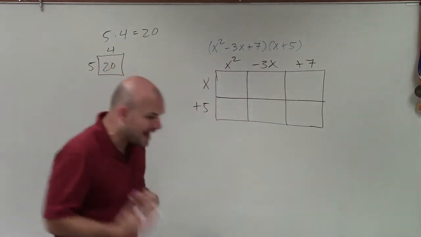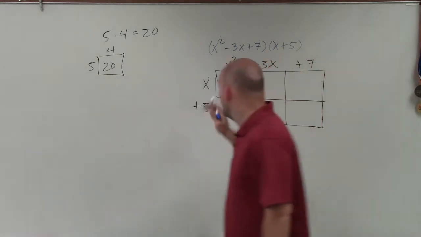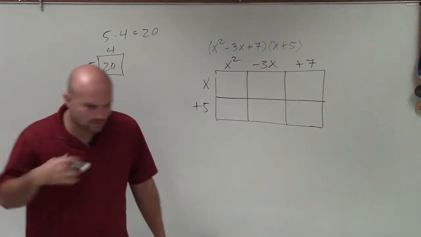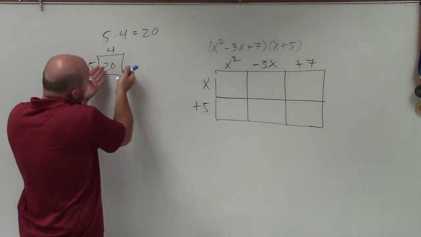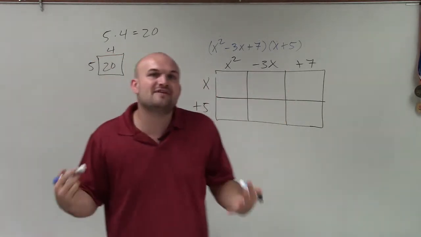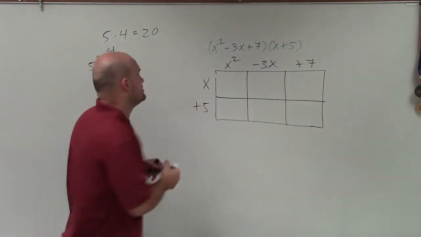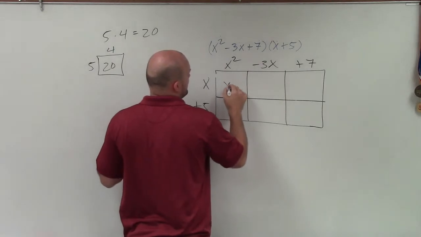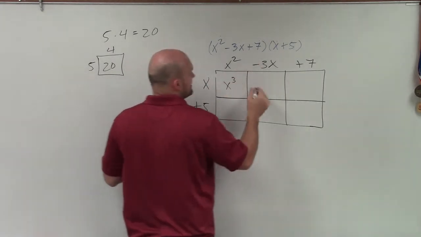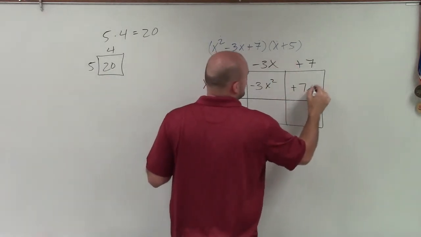Now all we're simply doing is, like we did with the box, you can see I have 6 little minor boxes, right? So now I just need to find the area of each one of these by multiplying the length times the width. So x times x squared is x cubed. x times negative 3x is negative 3x squared. x times 7 is a positive 7x.